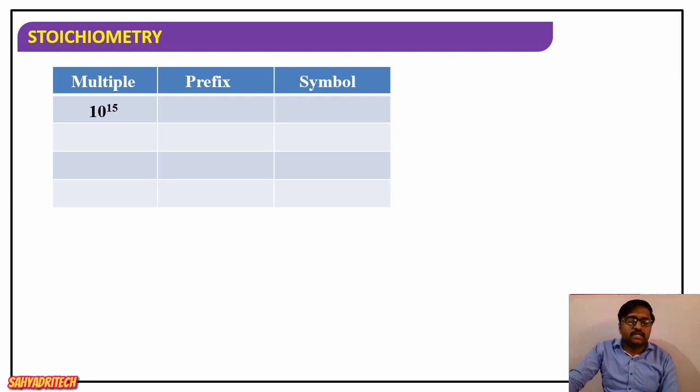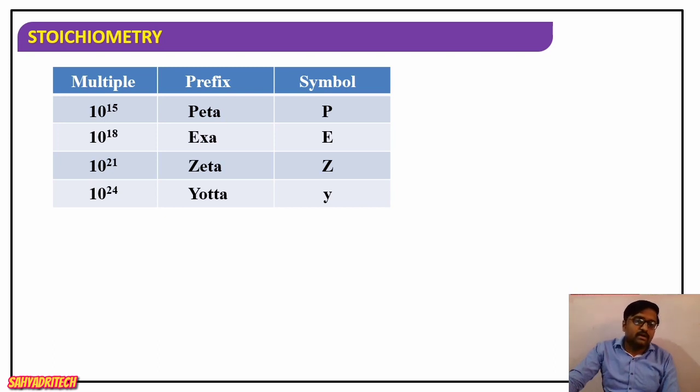Then 10 to 15 is peta, symbol P. I'm talking about the multiples, prefixes and symbols used. 10 to 18 is exa, symbol E. 10 to 21 is zetta, symbol Z, and 10 to 24 is yotta, symbol Y. These are most of the prefixes, that is multiples, which you come across when expressing any physical quantity. So it is very important to remember the multiples, their prefixes and the corresponding symbols.